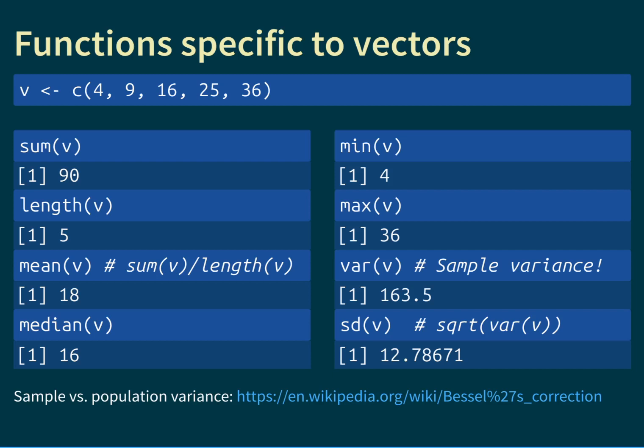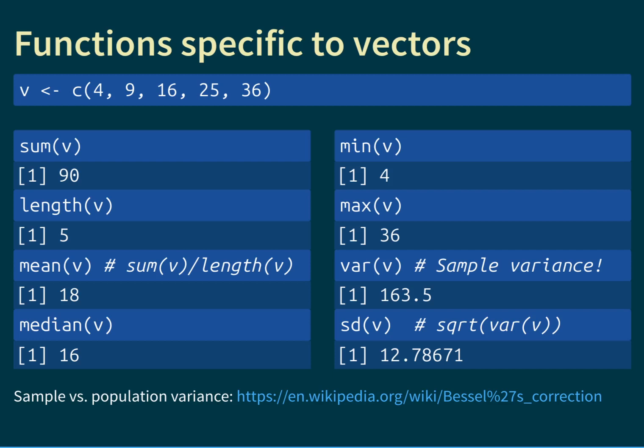The first one is the sum function, which simply adds up the entries of a vector, clearly. So the sum of v is 90 because 4 plus 9 plus 16 plus 25 plus 36 happens to be 90. The next function is the length function, and the length function returns how many entries a given vector has. So in this case, that is 5, so we get back the result 5.